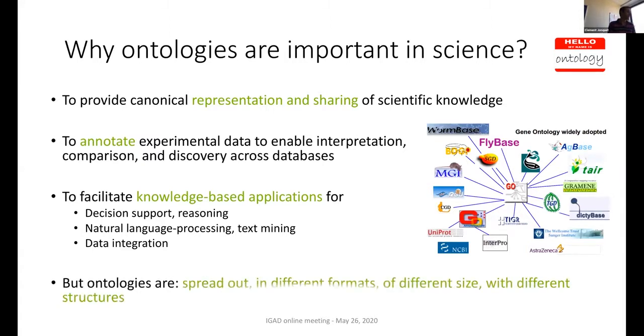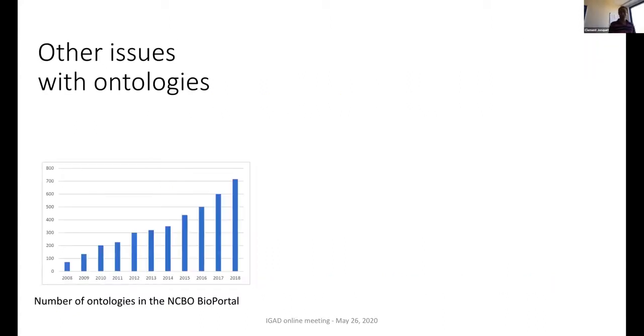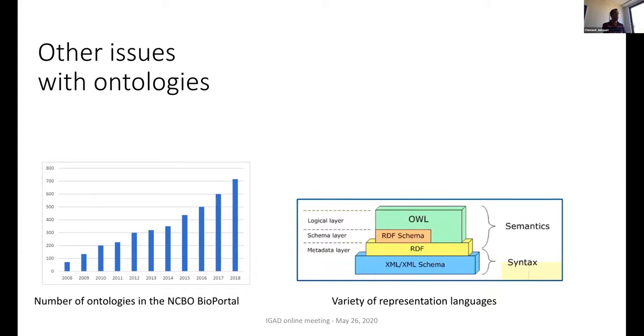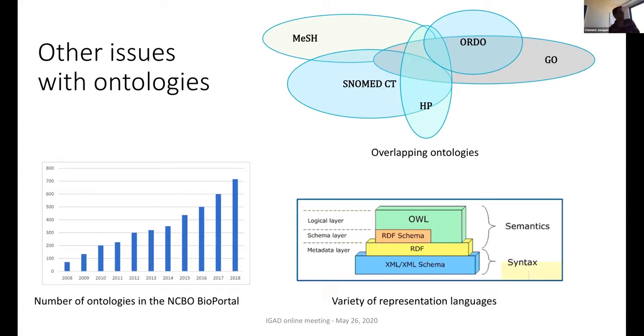Our problem is that ontologies are spread out in different formats, of different sizes, with different structures. The number of ontologies in ontology repositories such as BioPortal has exploded over the last 10 years. Then there is a variety of representation languages that can be used for those semantic resources, from RDF Schema to OWL, including also SKOS, a format that is well adopted in the agronomy domain. And then, of course, there is the question of overlapping ontologies. I will mostly use the term ontology, but you can take it as a broader term for semantic resources and controlled vocabularies. The services that we provide are for this kind of semantic resource.